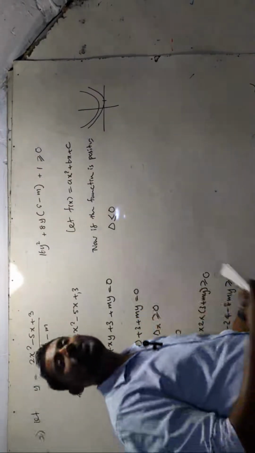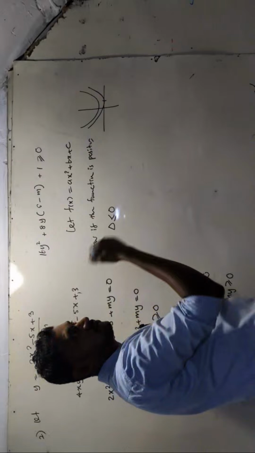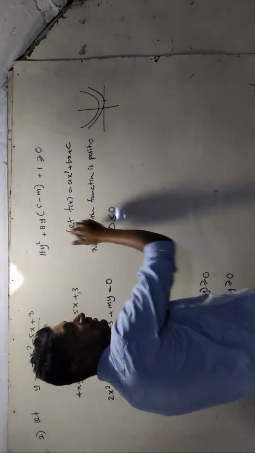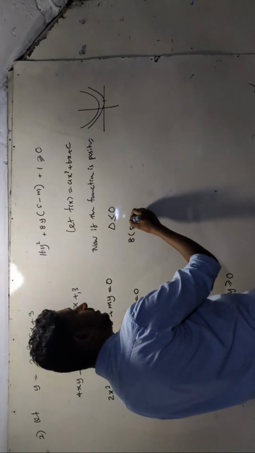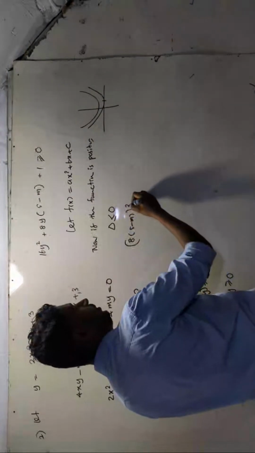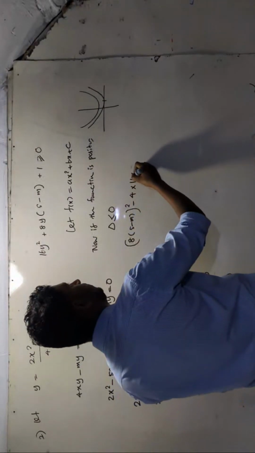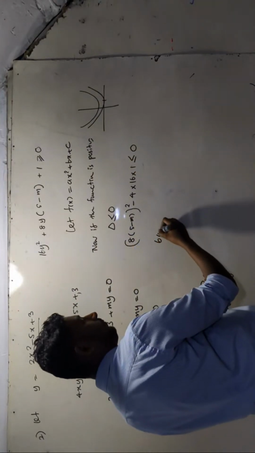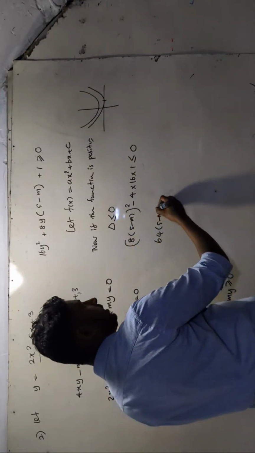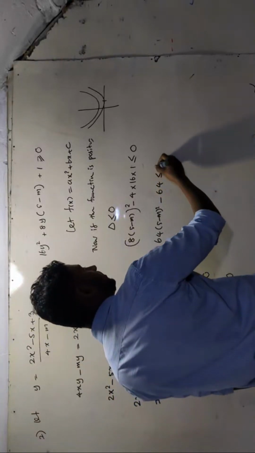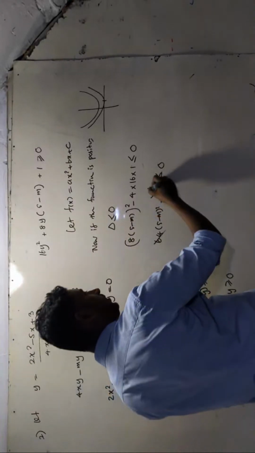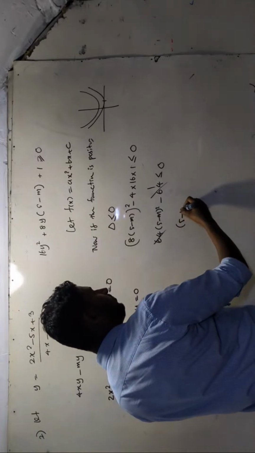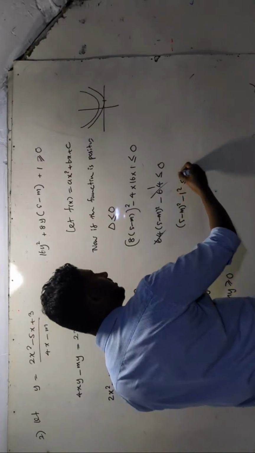So here I'm going to write down the delta again. Delta means again what? B squared minus 4ac. So what is the b value here? 8 into (5 minus m) whole square. Minus 4ac means 16, and this is 1. This is less than or equal to 0. So 64 (5 minus m) whole square minus 64 less than or equal to 0. So 64 and 64 will cancel out. (5 minus m) whole square minus 1 square is less than or equal to 0.